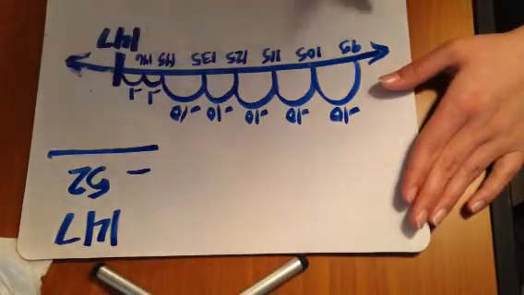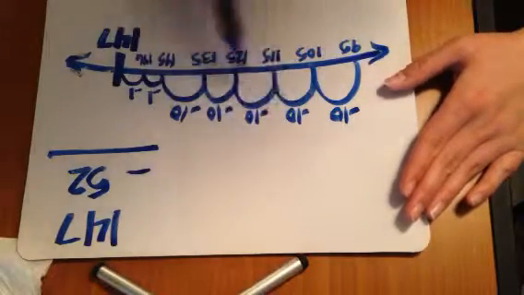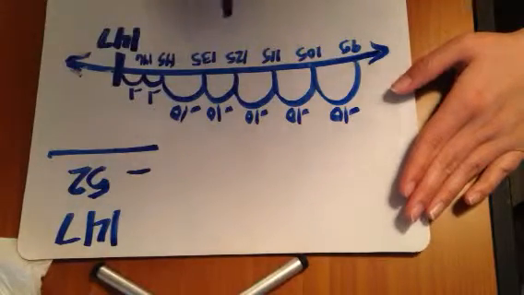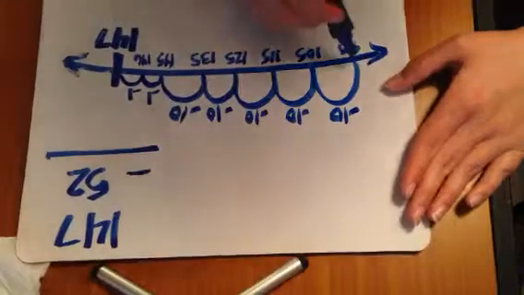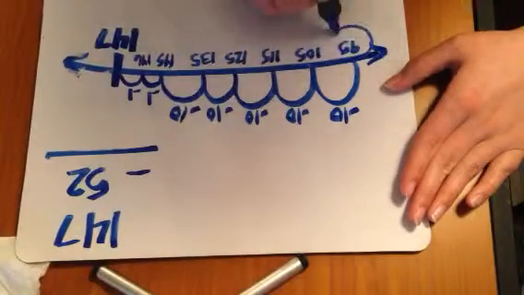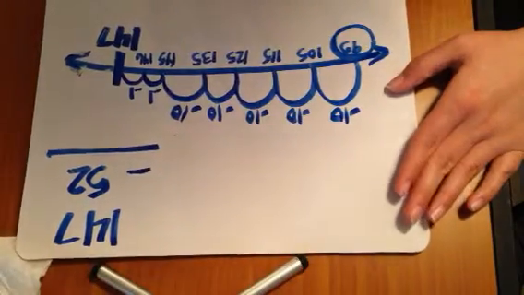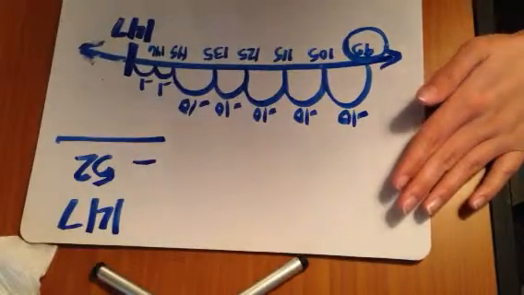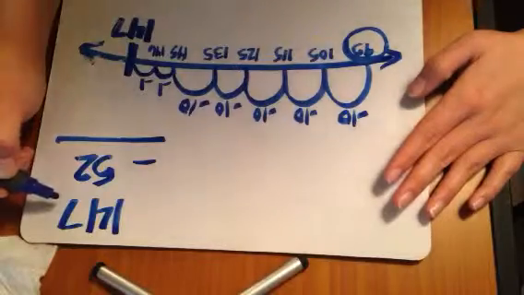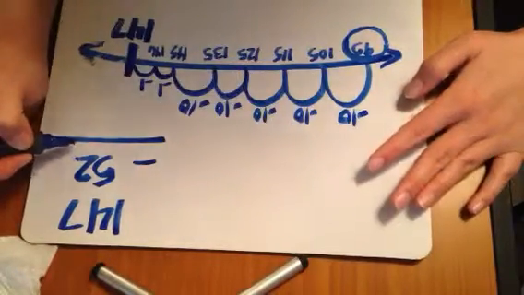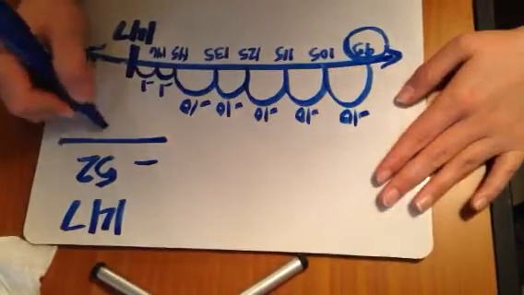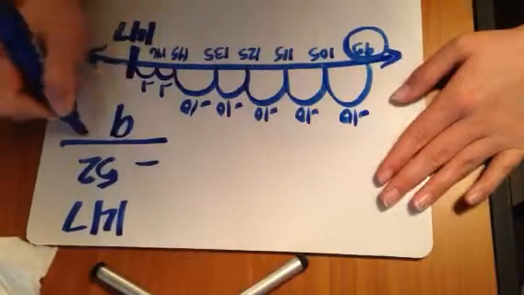So now that I've done that, I've taken away my whole 52. I know that I have 95 left. So my answer is 147 minus 52 equals 95.